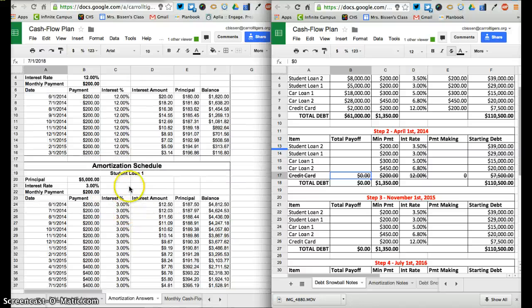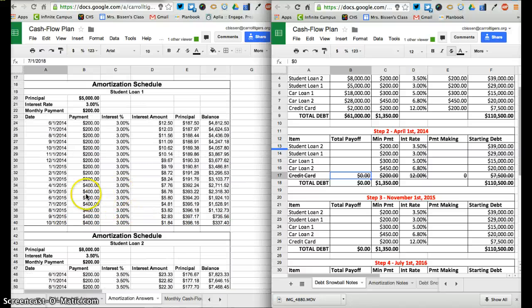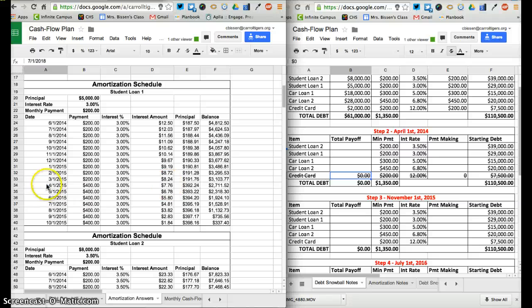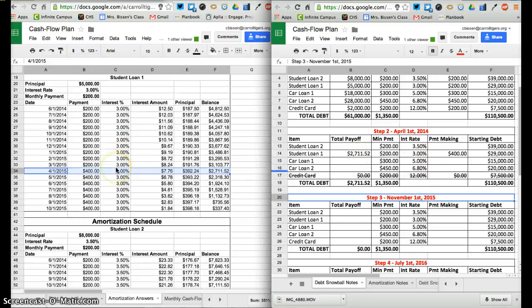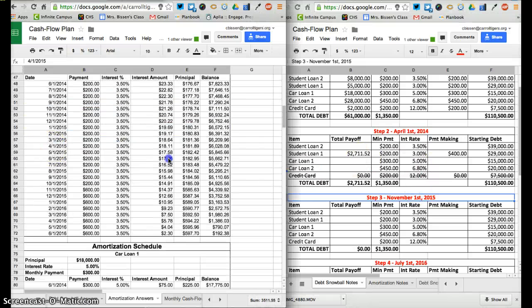Okay, where is my student loan as of April 1st? April 1st, this box right here, my payoff is $2,711.52, and my minimum payment's $200, but the payment I'm making is $400. These aren't showing up as money, so all I need to do is highlight and go to currency. Okay, where is student loan 2 as of April 1st, 2015? So I'm going to highlight here, and I'm going to put those in.